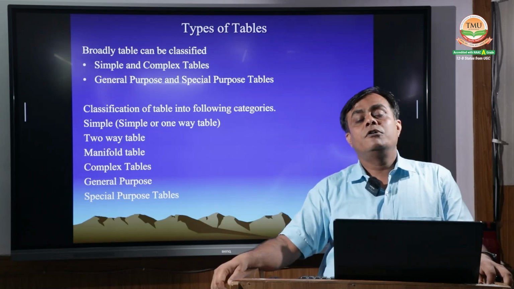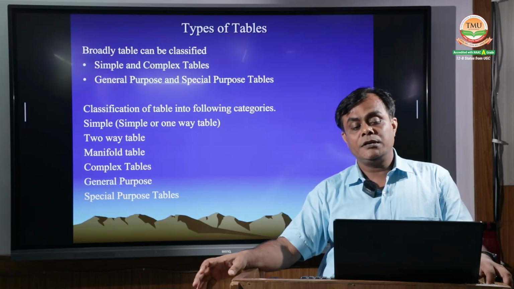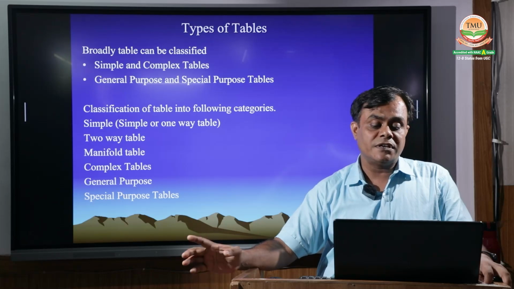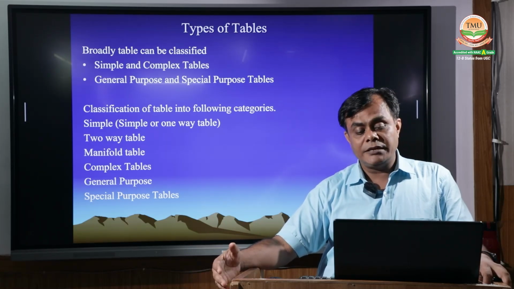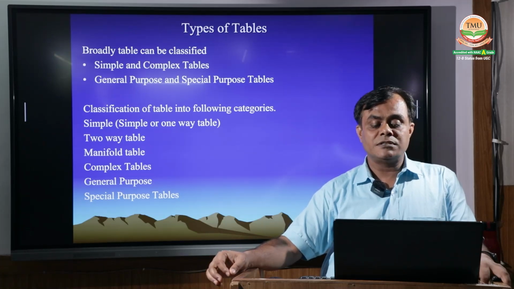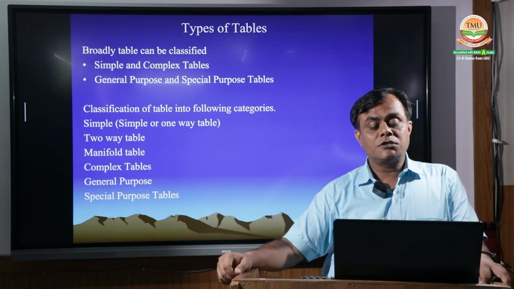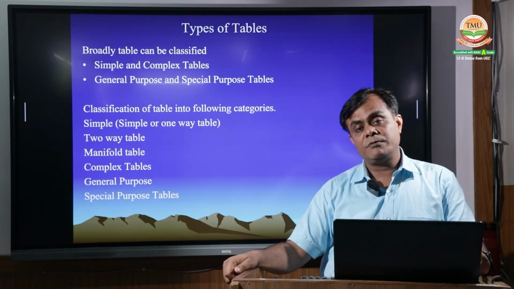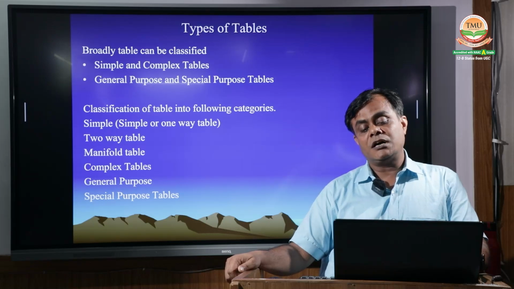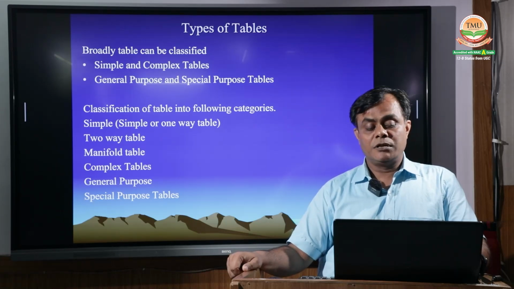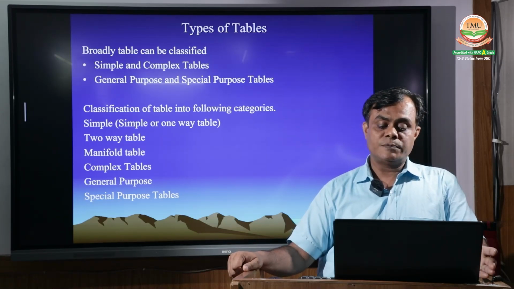So broadly we can say that there are two types of table: simple and complex. The second is the general or specific purpose table. Further, these are classified into the following categories: the simple or one-way table, the two-way table, the manifold table, the complex table, the general purpose table, or the specific purpose table.